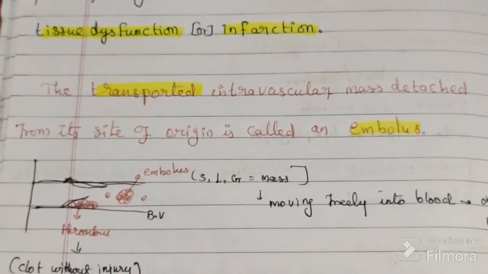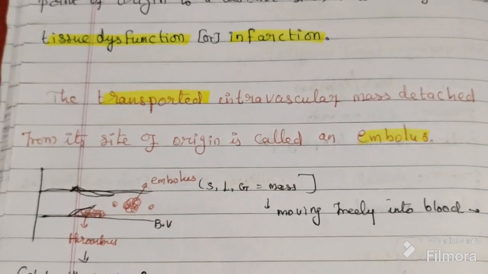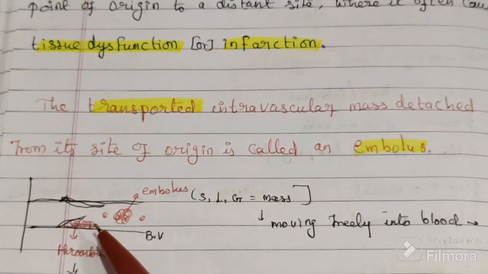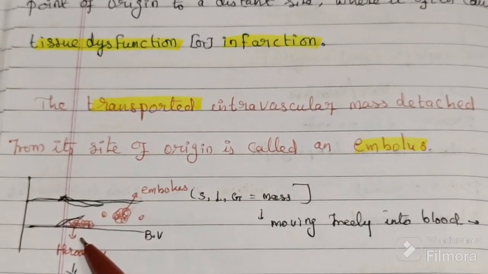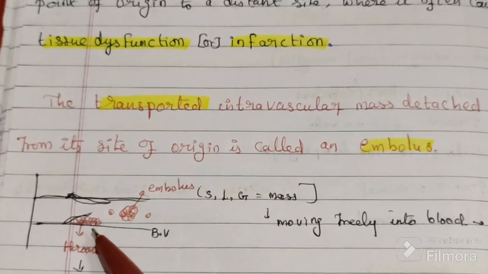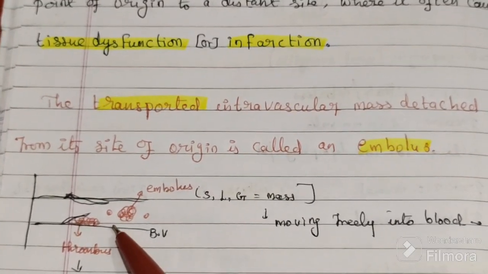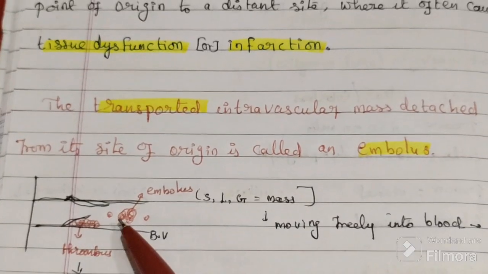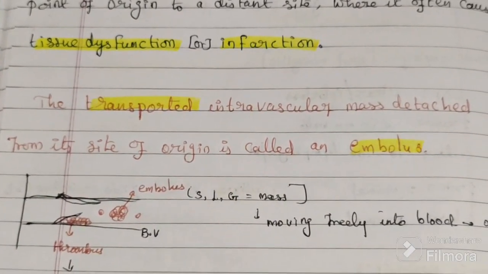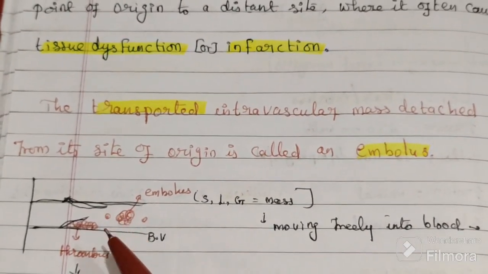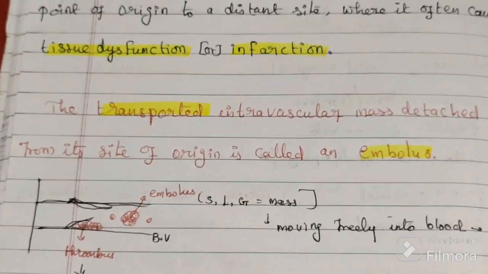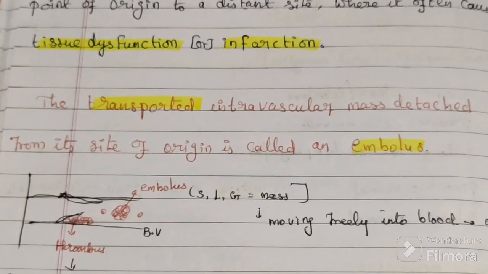So here, see this diagram. This one is the blood vessel. This is a thrombus; it is still attached to the wall. Now this one gets detached. Once detached, it is not a thrombus. It is moving freely, so we will call this one an embolus.